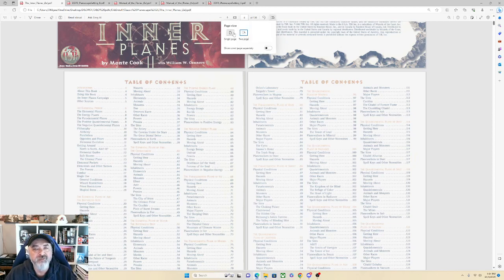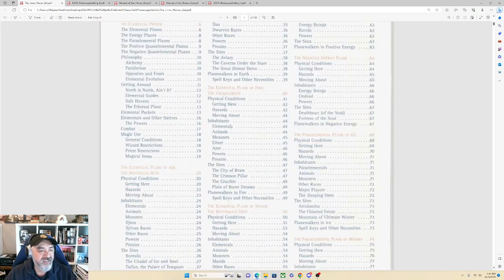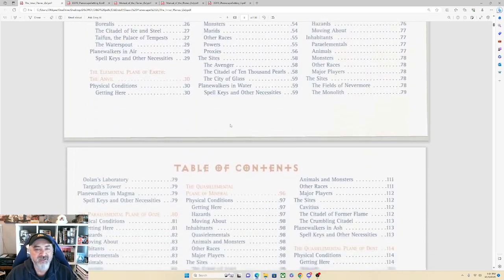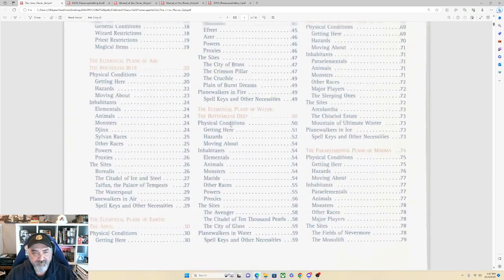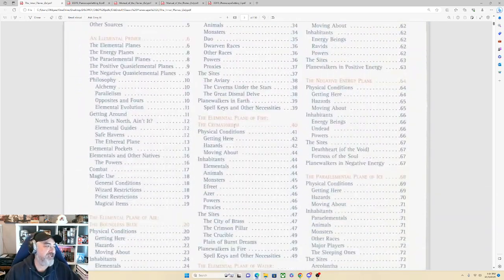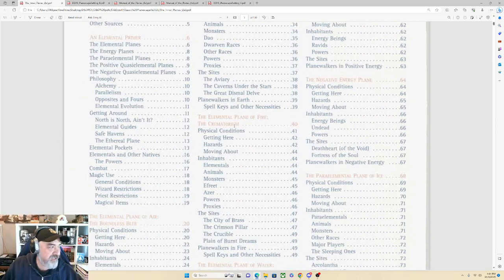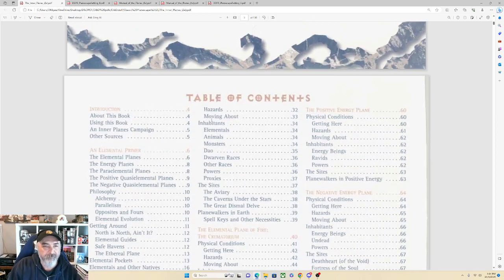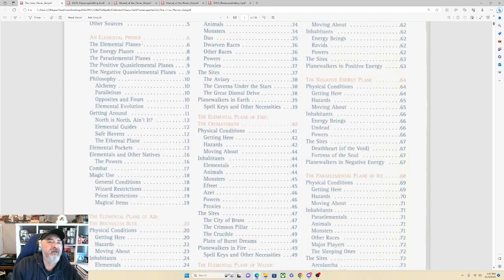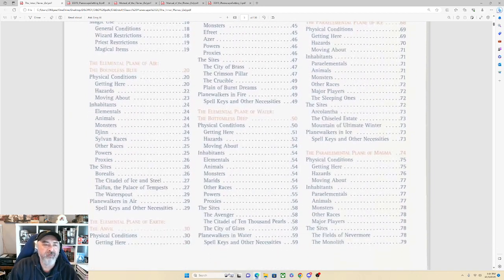I'm going to go single page. We're going to zoom in. I do apologize, the text on this creation is a little bit faint, but just go through the table of contents, so we don't go page by page by page as we do this. An elemental primer: just quick information that's going to be the same, consistently repeated through the book.